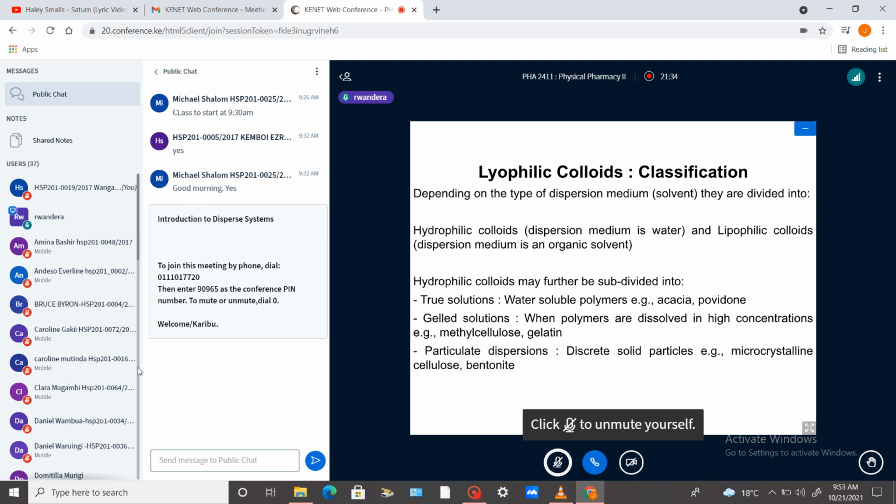Hydrophilic colloids may further be subdivided into true solutions, and a good example is water-soluble polymers such as acacia and povidone. We also have gelled solutions, in which the polymers are dissolved in very high concentration; examples are methyl cellulose and gelatin. And we have particulate dispersions, whereby discrete solid particles are dispersed in a medium, and a good example is microcrystalline cellulose and bentonite.